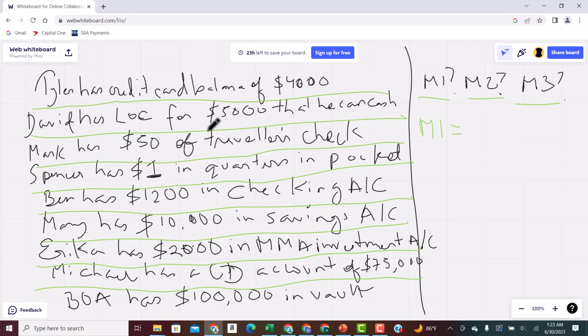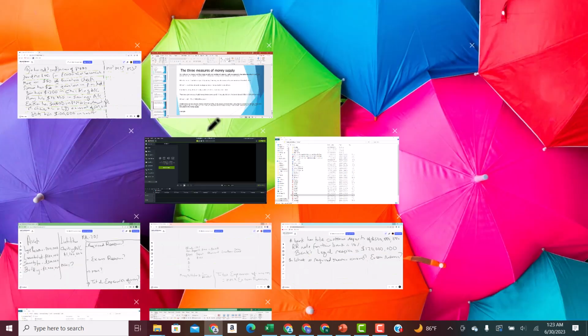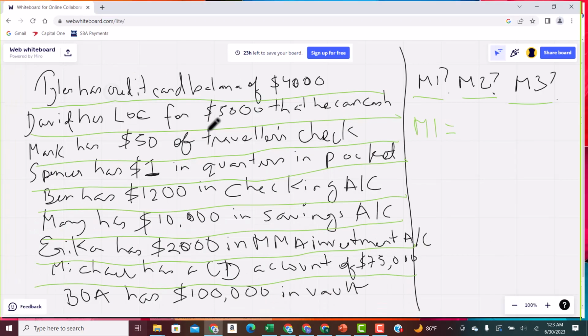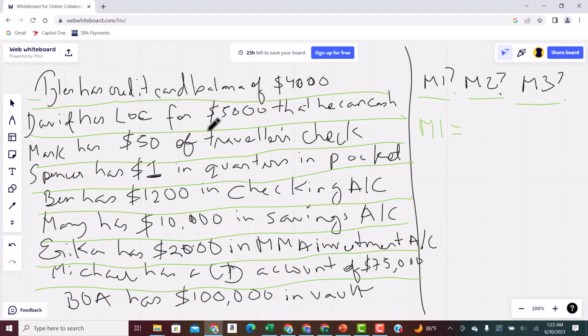Okay, so let's start with the first one. Tyler has a credit card balance of 4,000. Remember, in the slide we just said a credit card balance is a kind of loan. It's not actual money, so it's not part of the money supply. So we can cross this out. This is not money supply. It will not be part of any one of M1, M2 or M3.